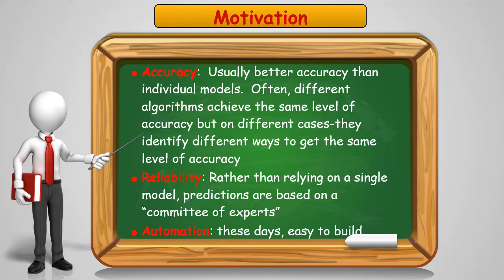Why do we use ensembles? Well, first and most importantly, accuracy. They're usually more accurate, at least, than individual models, and often different algorithms achieve the same level of accuracy but on different cases, and so identify different ways to get the same level of accuracy. They are reliable. They generally don't rely on a single model or a single prediction. Think of it like a committee of experts. And finally, automation. These days with Knime, it's very easy to build an ensemble model.